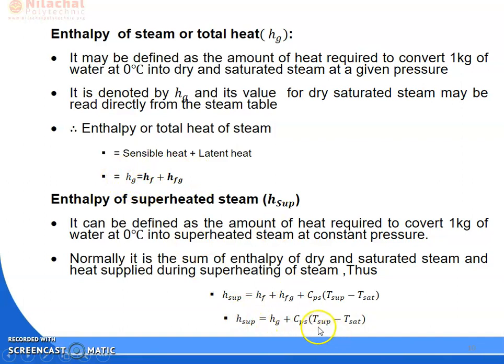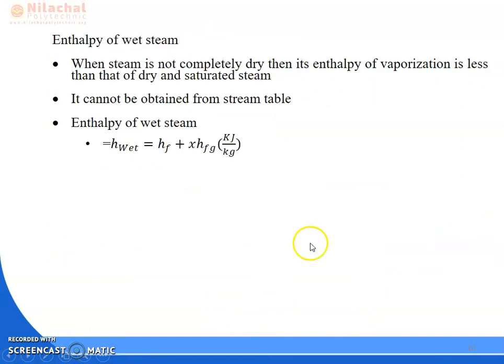So hg plus Cps. What is your Cps? Specific heat at constant pressure of superheated steam, into (T superheated minus T saturated). So by using these formulas, we can get the enthalpy. Okay. Then enthalpy of wet steam. So what is enthalpy of wet steam?